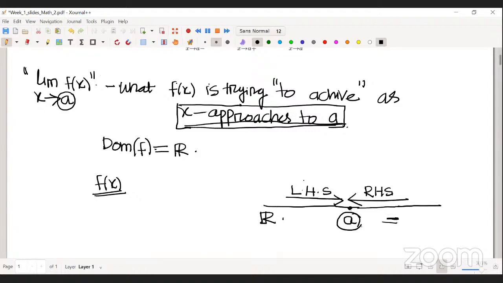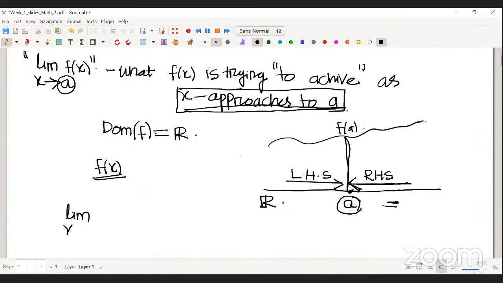Suppose you have a function like this. This is A, and this is maybe f of A. When you are coming from the right hand side, you can see where f of x is approaching. Coming through the right hand side, that is x tends to A positive, you are using numbers which are bigger than A. This notation denotes how the function approaches when you are coming to A through the right hand side of A.